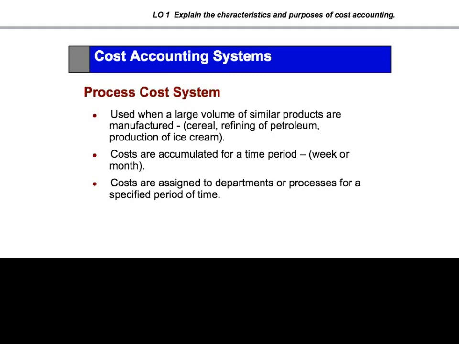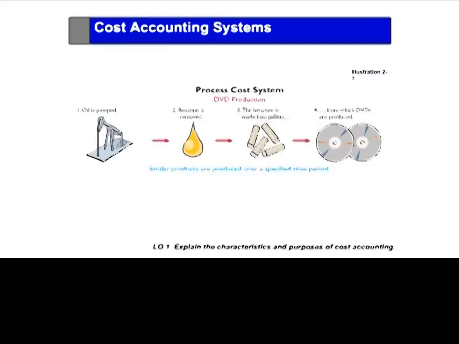Now let's contrast that with a process costing system. In this kind of system, we're producing a large volume of similar products. Think of a Coca-Cola plant that produces all the same cans or same size of Coke, or a petrol plant that's producing oil. For a period of time, we accumulate all the costs to produce all of the different cans of Coke, and then we divide through by the amount of Coke produced.